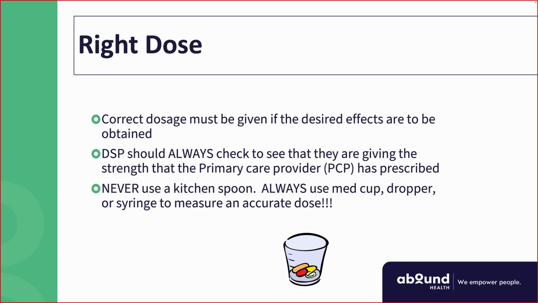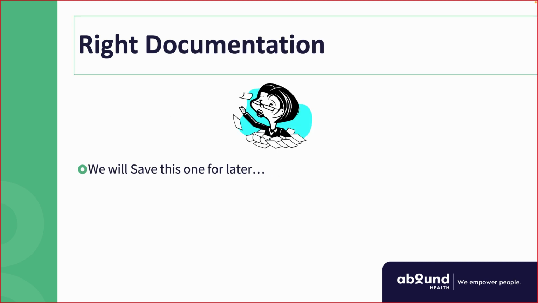The right dose: the correct dose must be given if the desired effects are to be obtained. The DSP should always check to see that they are giving the strength that the primary care provider has prescribed. If you know that your client went to the doctor, make sure you ask, did they change any medications? Because sometimes people forget to tell you, so you need to make sure that you ask. Never use a kitchen spoon; always use a medicine cup, dropper, or syringe to make sure the dose is accurate. Right documentation, we'll save that one for later.